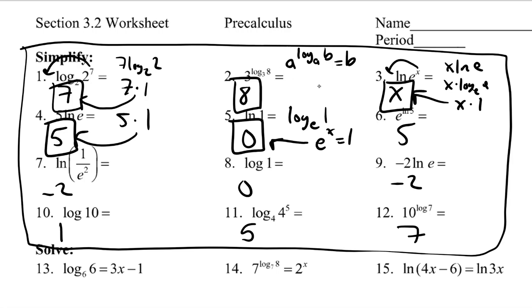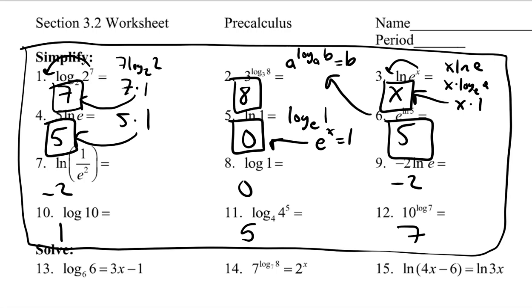Number 6 is a lot like number 2. Same property. I got a number e. Its exponent has a log base e of 5, so all of that just equals 5. That same property. I can't really show you in any more steps. It just fits that pattern.